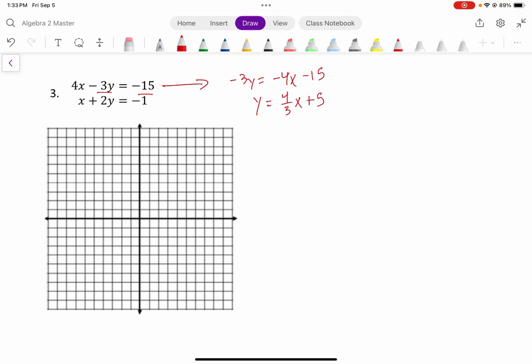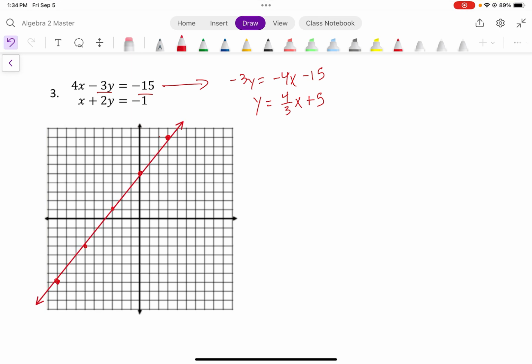What that does for me is once I find my y-intercept, I can count out my slope up 4, right 3, or down 4, left 3. That's a little bit easier than trying to find the fractional x-intercept that we get by going through here.